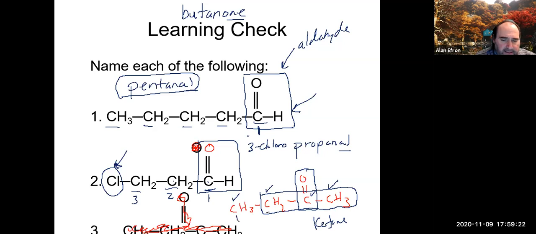We do need to give the location of that carbon-oxygen double bond. So that is 1, 2, 3, 4. The opposite way would give 1, 2, 3, 4. So numbering right to left would give the carbon-oxygen the smaller number. So that would be 2-butanone. Again, the 2 is for the location of this carbon-oxygen double bond. Any questions on any of those names there?